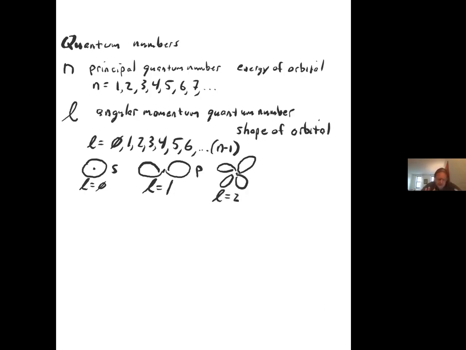And I'm going to go ahead and do the F. Let's put the F in here. The F is even more complicated. It actually has 6 of these lobes. So it looks like a flower, right? It actually looks like a flower. L equals 3.